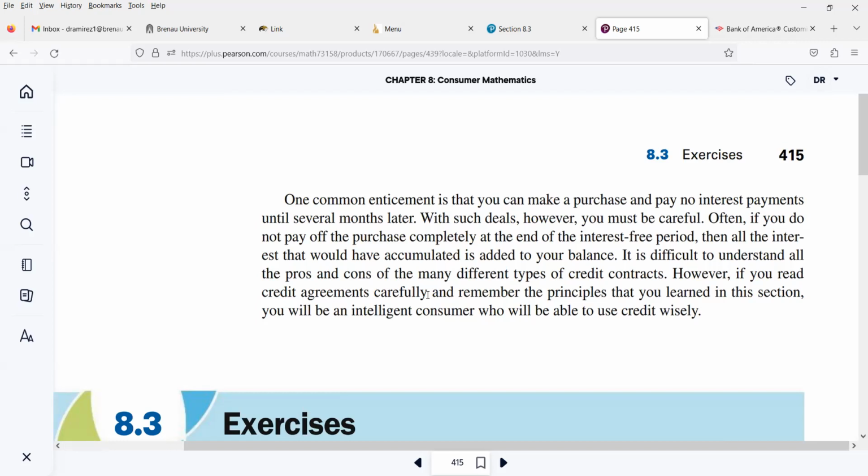But if you haven't paid your balance, you need to be careful. If you do not pay off the purchase completely at the end of the interest-free period, then all the interest that would have accumulated is added to your balance. It is difficult to understand all the pros and cons of the many different types of credit card contracts. However, if you read credit card agreements carefully and remember the principles that you learned in this section, you will be an intelligent consumer who will be able to use credit wisely. So this finishes chapter 8. Thank you for listening.